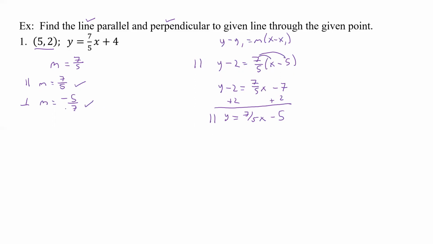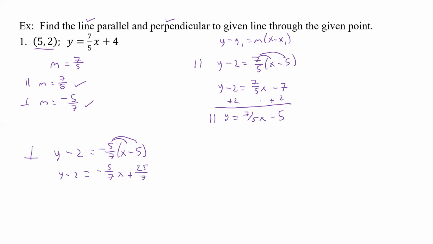Now, doing the perpendicular, we're going to have y minus 2 equals -5/7 times x minus 5. So we're going through the same point, so we plug in the same values there. The only thing different this time is our slope is different. So now we distribute and we get y minus 2 equals -5/7x, then plus, now we have 25/7.